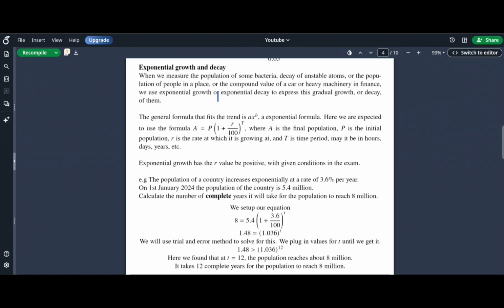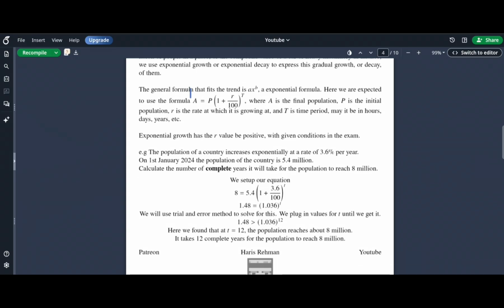Here we are expected to use this formula, where A is the final population, P is the initial population, R is the rate at which it is growing, and T is the time period. It may be in hours or days, years, whatever. So this is the formula that we use. A is equal to P, this to the T. This is the P, this is the value in the big bracket over here, and T is the time period that we have.